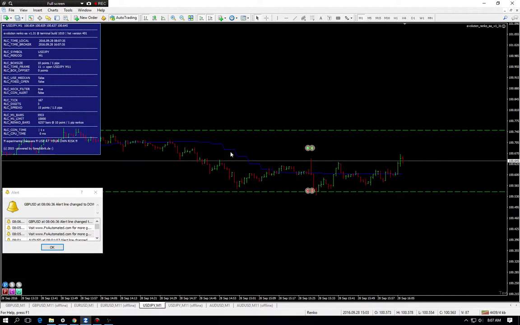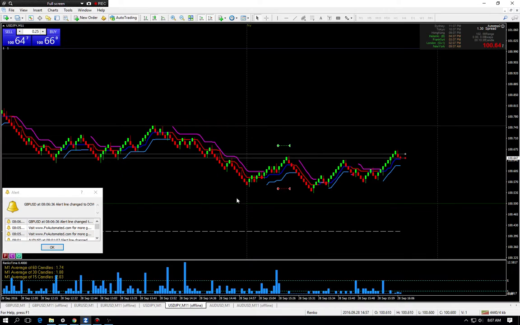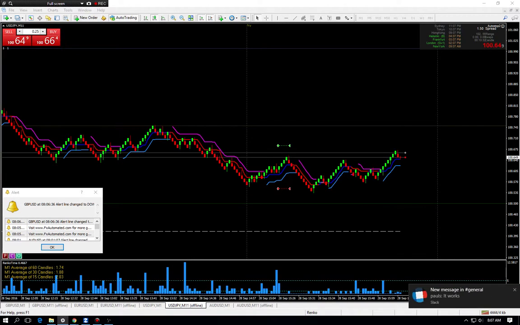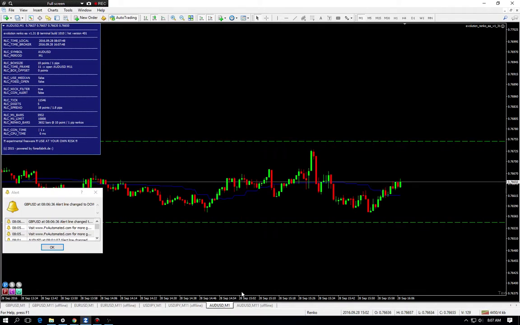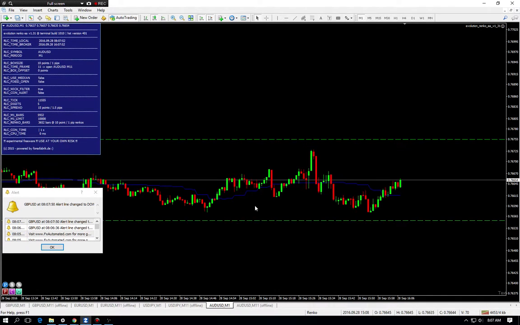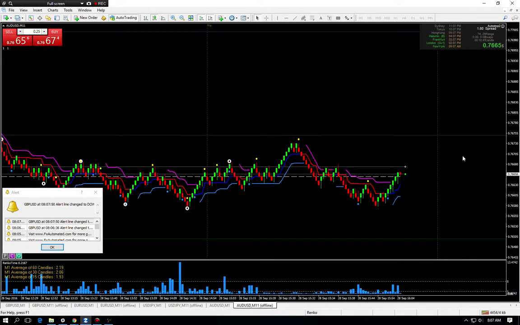USD JPY, again, we're looking flat here too, so 3 out of 4 pairs are flat. Yay, thank you, Paul. And here is AUD USD. Again, we're looking flat. This is 10 pips up, 10 pips down, no opportunities. I'm hoping this is just because they're waiting for Yellen, because otherwise it's blah.